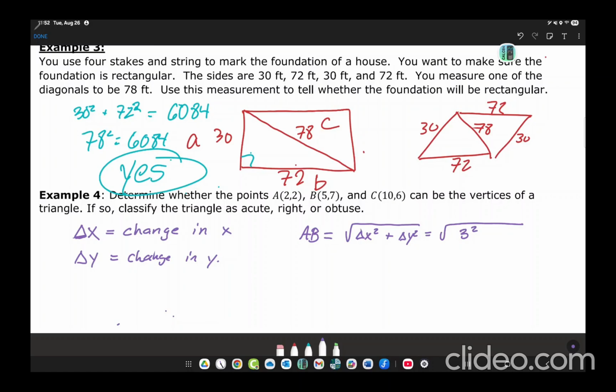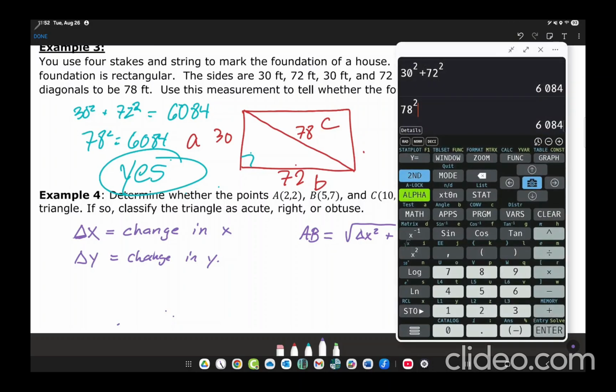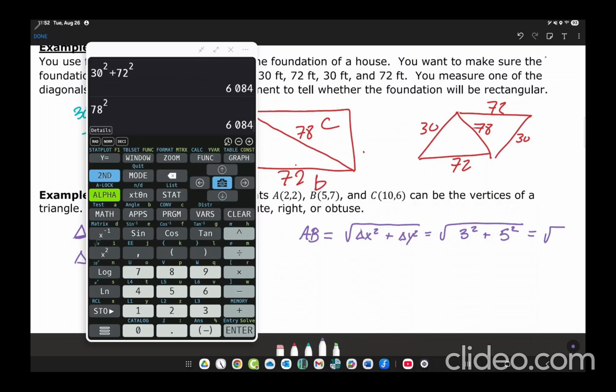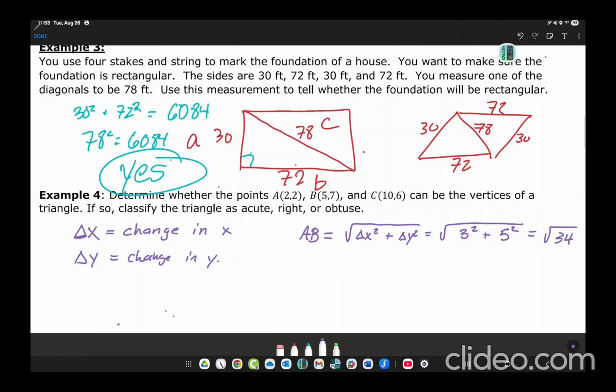Y goes from 2 to what, for A to B? 2 to 7. So 2 to 7 is a change in what? 5. So I'm just going to type that in my calculator. I'm going to leave the squared alone. 3 squared plus 5 squared is 34. I'm going to leave that alone. That's it. There's a reason why I'm going to leave that alone, and you'll find out in a bit.